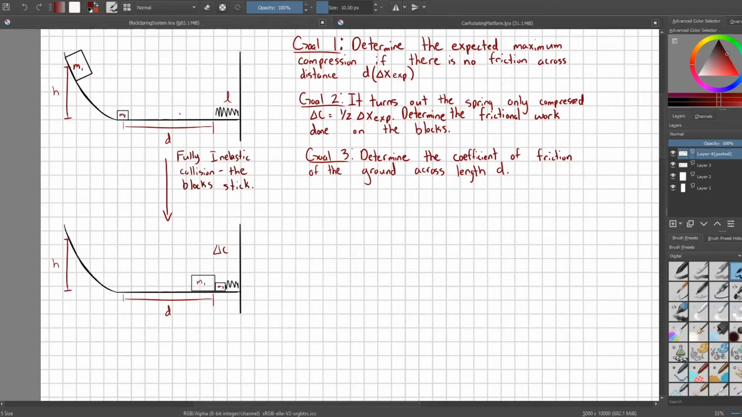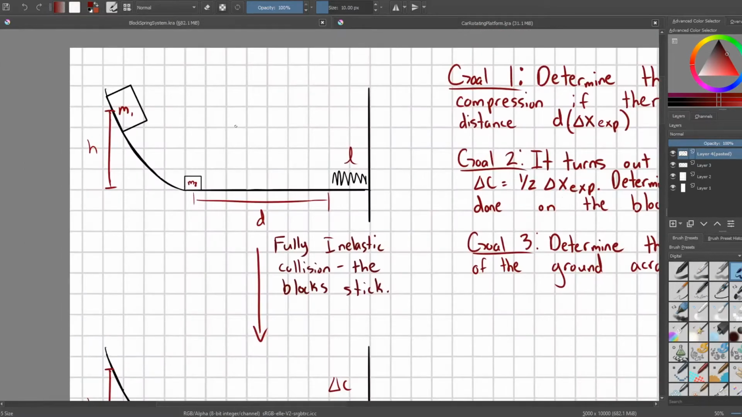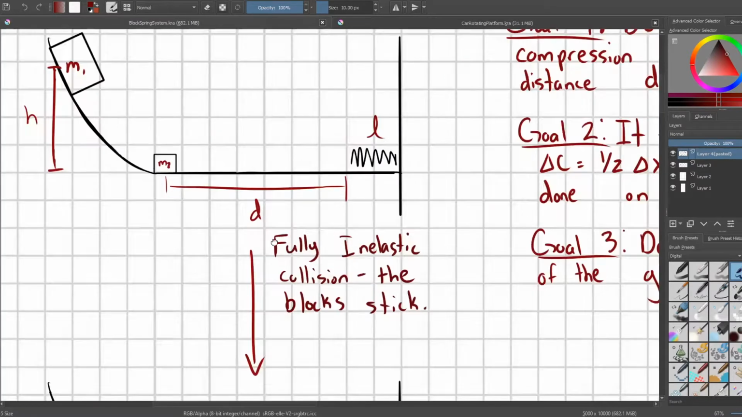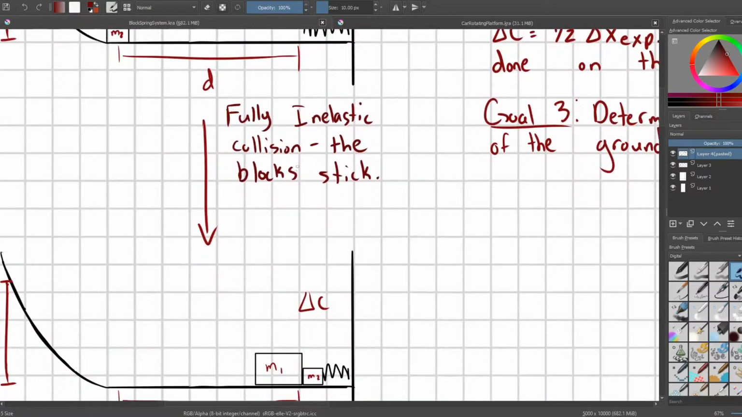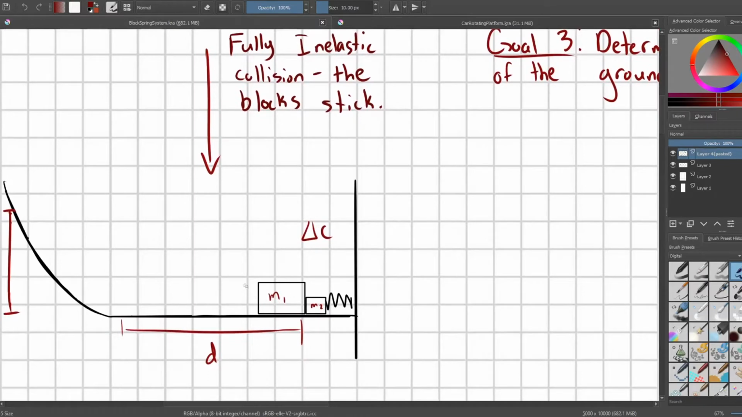So, in this situation, we have a block M1 that starts at rest on a slope of height h. This slope is frictionless. Now, it slams into M2, and a fully inelastic collision occurs, which means the blocks stick together. Now, they're going to move together to the right until they hit the spring, which compresses with a value of delta C.